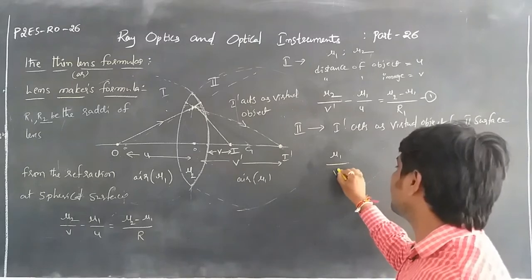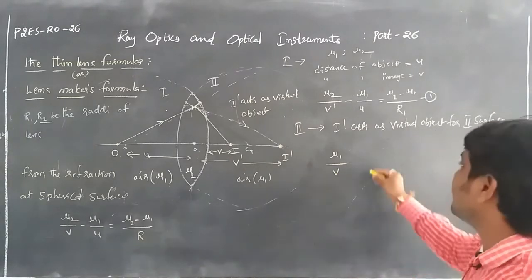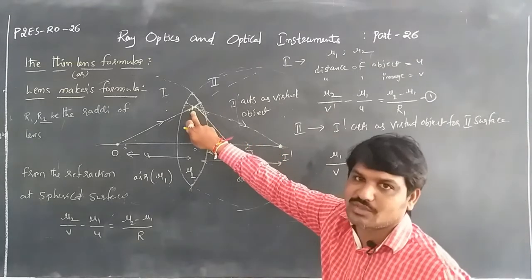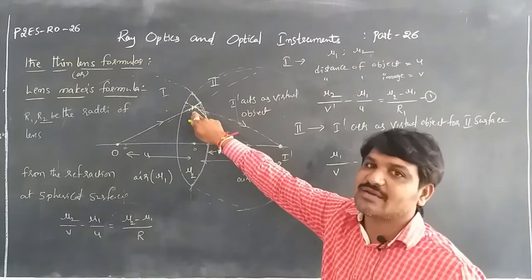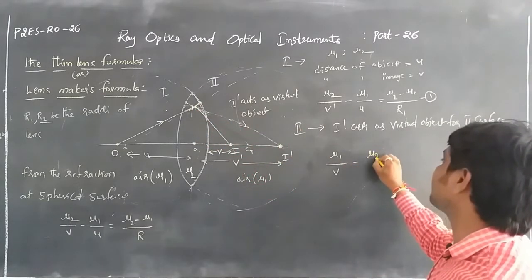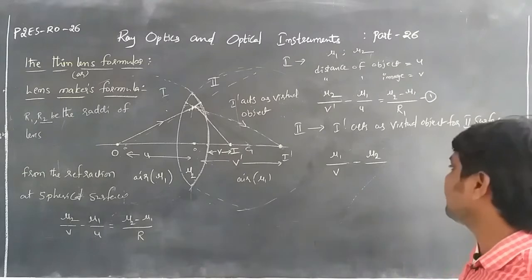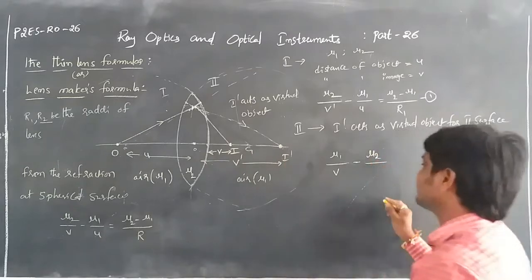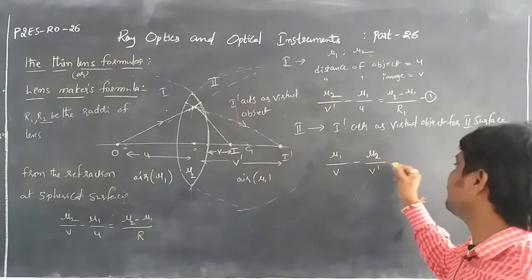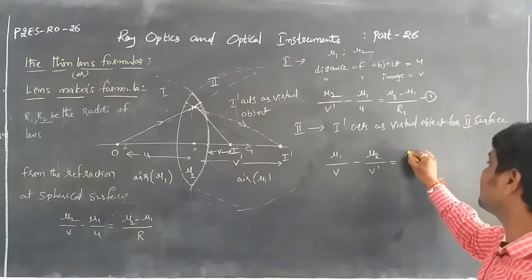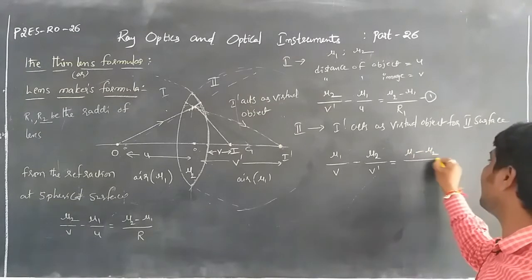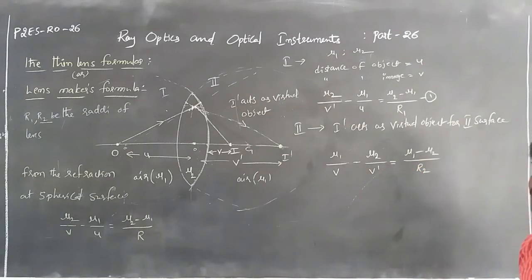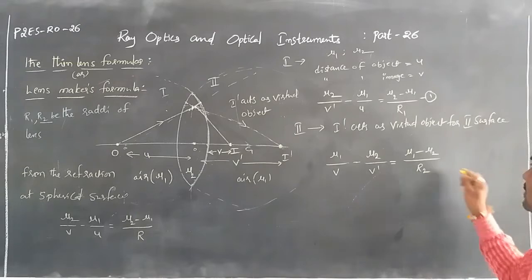So here it is v, and the light is coming from the denser medium. So the denser medium refractive index is mu2, by the distance v dash, which behaves like an object for the second surface at a distance of v dash. So mu2 by v dash is equal to mu1 minus mu2 by r2, mu1 minus mu2 by r2. Here is the second equation.